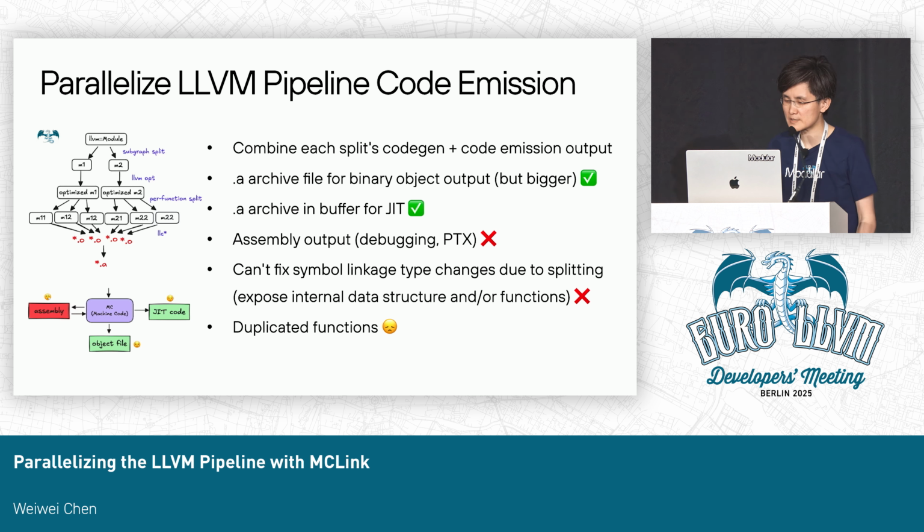And one big problem is that we cannot fix the symbol linkage type if we are just archiving the code emitted result, because the code has already been generated. This potentially can expose some internal functions as externals. That's not ideal. There's also a duplicated function issue here.